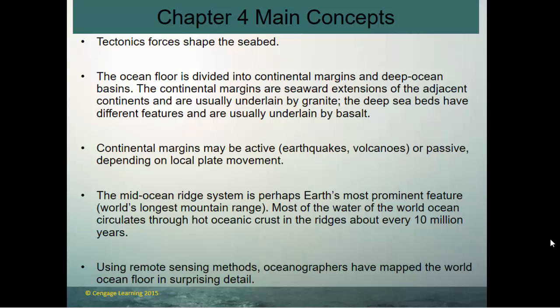They're made of granite. And the deep seabeds are completely different features, and they are made up of basalt, a low silica rock. Continental margins can be active with earthquakes and volcanoes, or passive, depending on local plate movement. The mid-ocean ridge system is perhaps Earth's most prominent feature. It's the world's longest mountain range. Most of the water of the world ocean circulates through the hot oceanic crust in these ridges about every 10 million years. Using remote sensing methods, oceanographers have mapped the world ocean in amazing detail. That's something we'll take a look at.